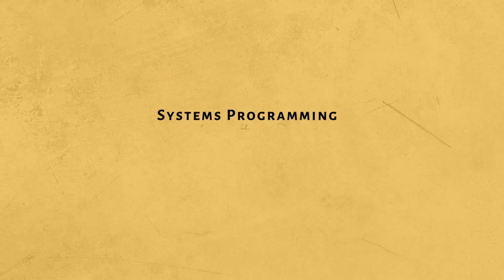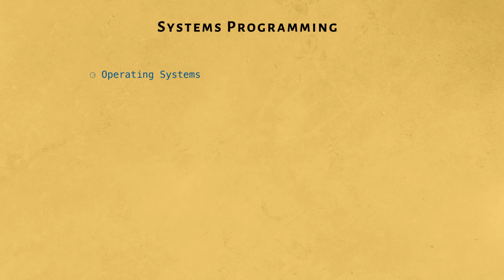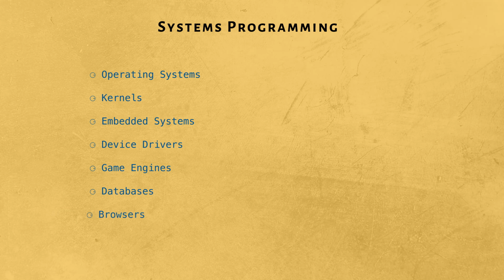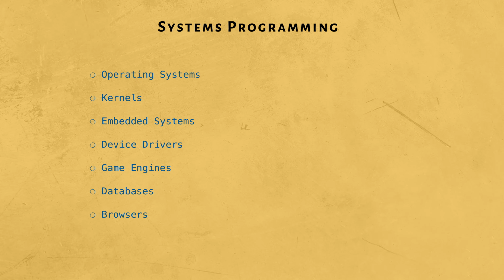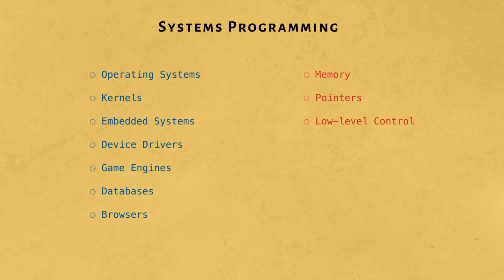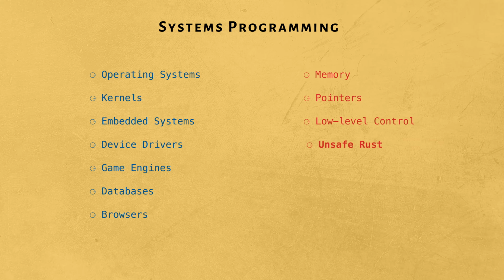Today we're talking about Rust for systems programming. This is where Rust truly shines. Operating systems, kernels, embedded systems, device drivers, game engines, databases, browsers. This is Rust's home turf. And yes, today we are finally going to talk about memory, pointers, low-level control, and something you've probably been curious, and maybe a little scared, about: unsafe Rust.